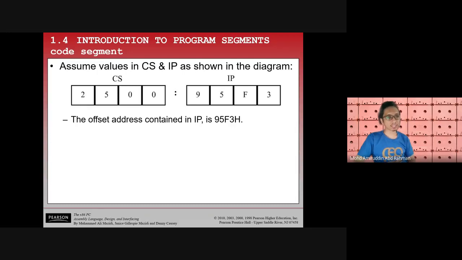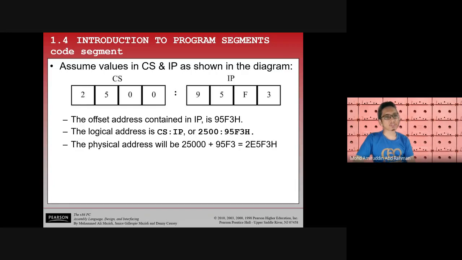So the offset address contained in IP is 95F3. The logical address is CS:IP, or 2500:95F3. Then the physical address will be 20 bits, so we add another 0, which is already offset by the CS.